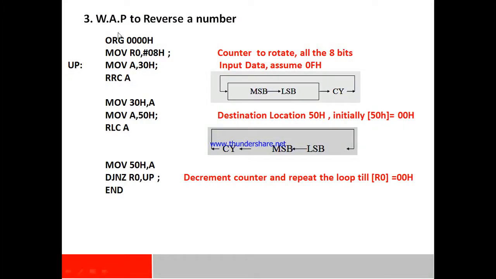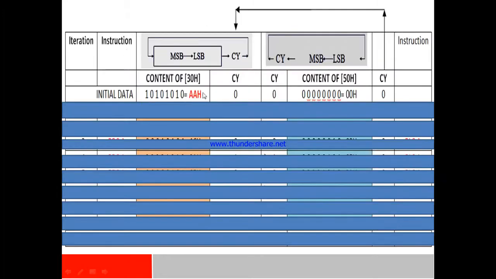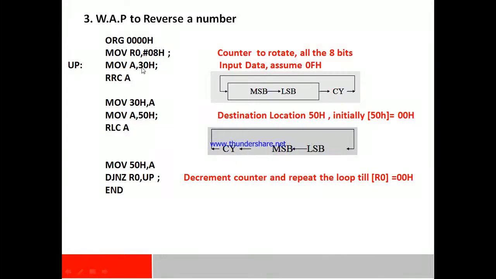The next task is to write a program to reverse a number. This program looks like it has very few instructions, but we have to understand each iteration thoroughly. Here 8 is moved to R0, which is a counter to rotate all 8 bits, and for the input data I have assumed some other data, AAH here. It is moved to the accumulator, and I am using rotate right through carry accumulator. It works logically like this, and the accumulator is moved to 30H.